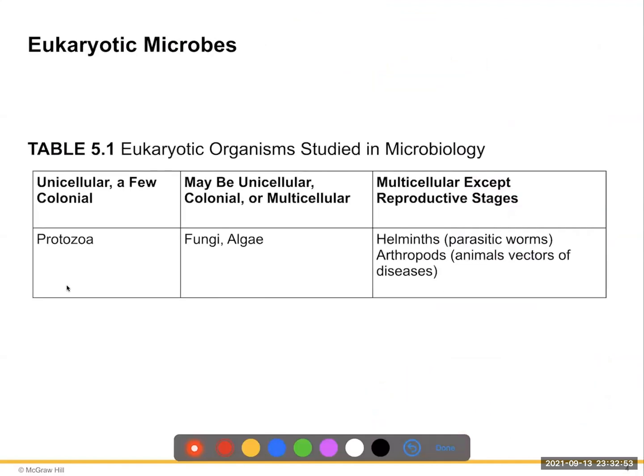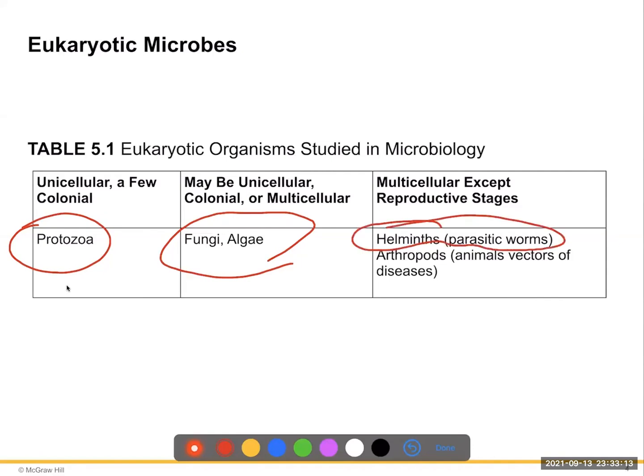Eukaryotic cells can be unicellular, like a protozoa. They can be unicellular, colonial, or multicellular, like fungi and algae. They can be multicellular, except reproductive stages like helminths. Helminths are parasitic worms, or arthropods. Those are animal vectors of diseases, like mosquitoes can carry malaria. So the animals can be different vectors for transmitting that bacteria or the virus to human beings. It's an animal vector for the disease.